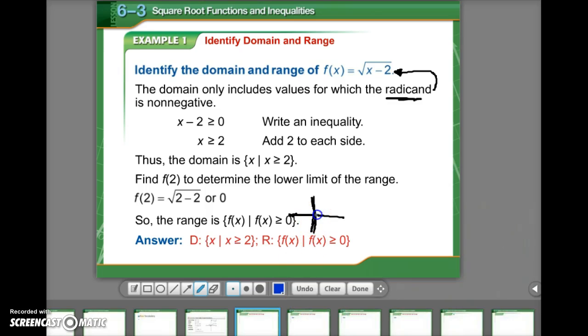Remember, the square root function looks kind of like that. So notice how right here, that's when f of x is 0. It's never going to go below the x-axis for the range. So my range is any value greater than or equal to 0 in the y direction. Remember, f of x is the same as saying y right here.